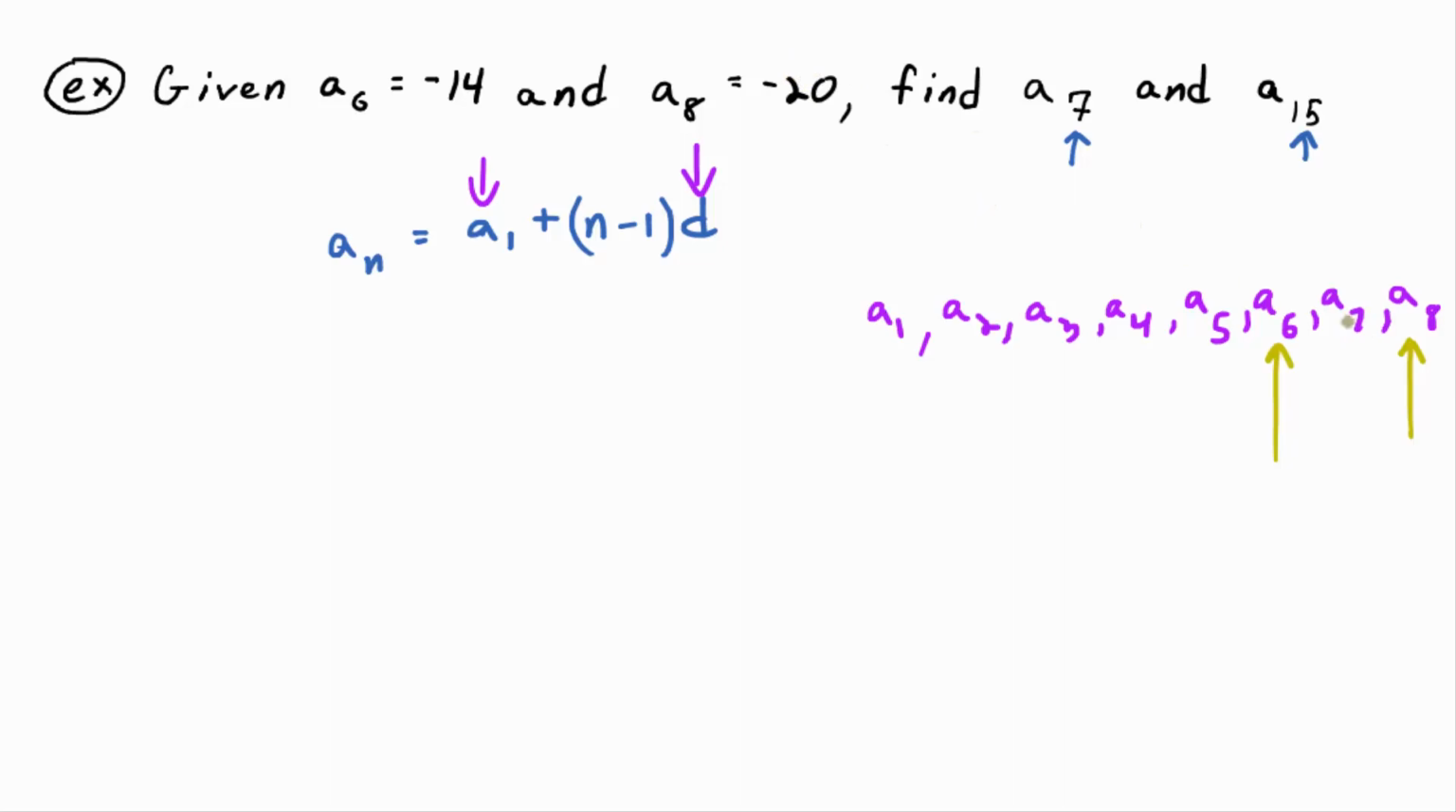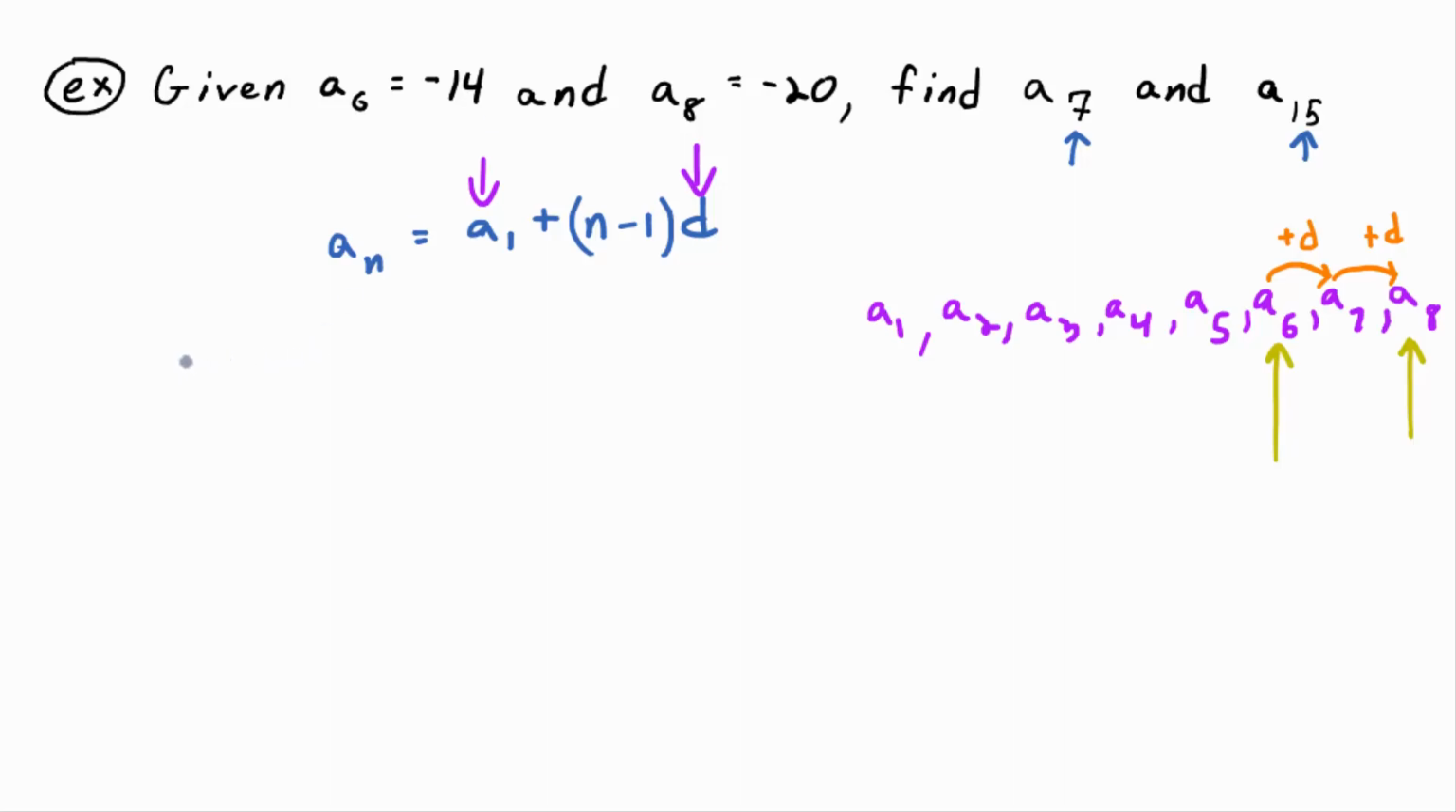If I were thinking recursively, what do I do to get to A7? I just add D, right? What do I do to go from A7 to A8? I add D. So how many D's is A8 away from A6? 2 of them. So if I just find the difference between them and divide by 2, won't I have D? Okay. So let's do that. So D, I mean, that's just one way to do this.